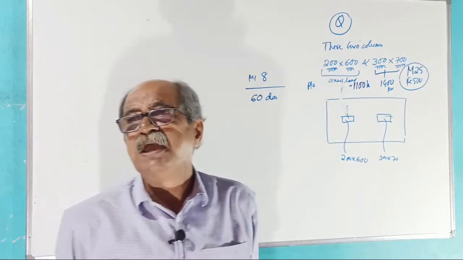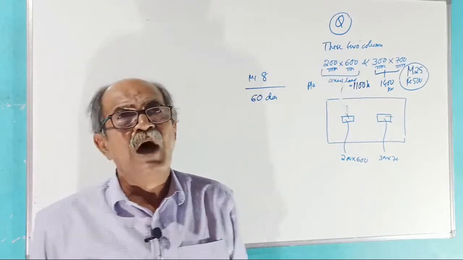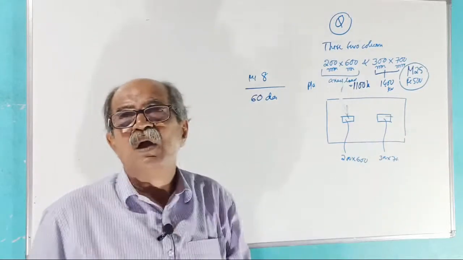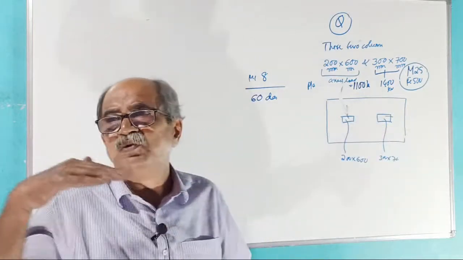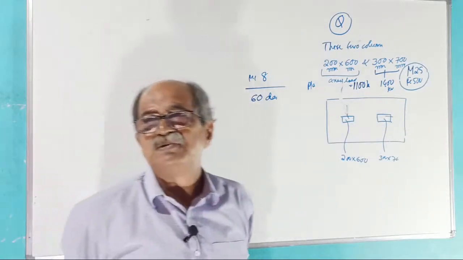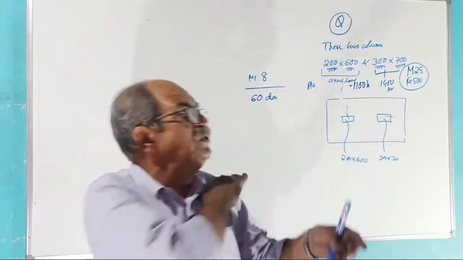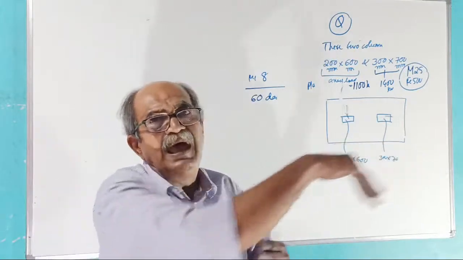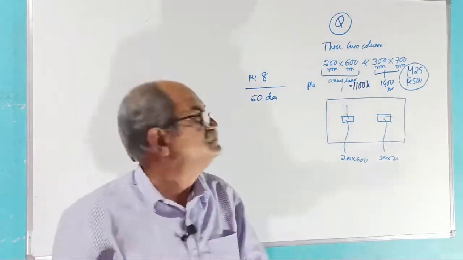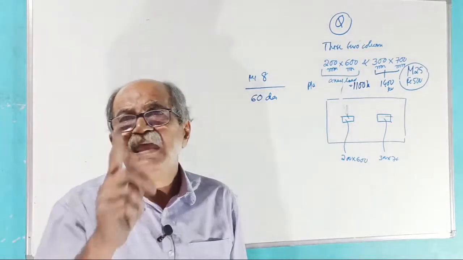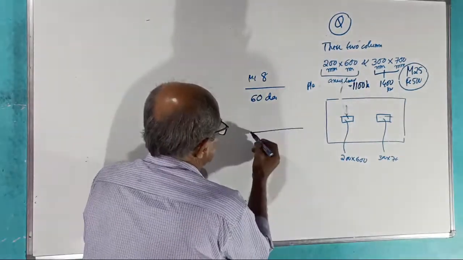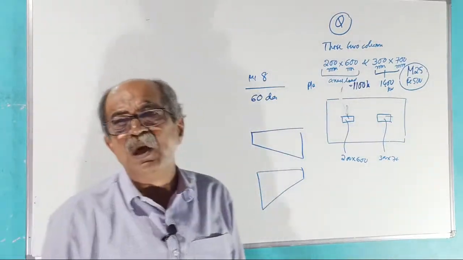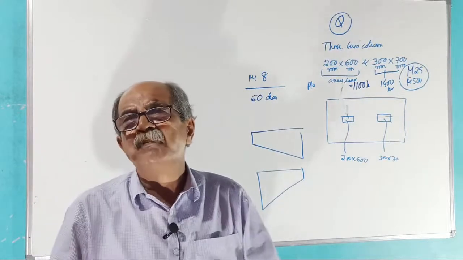1.5 DL plus 1.5 EQ. 1.5 EQ how? 1.5 EQ this way, this way, this way, this way. Then 1.2 DL plus 1.2 LL plus 1.2 EQ this way, once this way, once this way, once this way. People will collapse. They will become mad. Each and every time your pressure variation will come like this or like this. And designing for everything, you people will become mad.